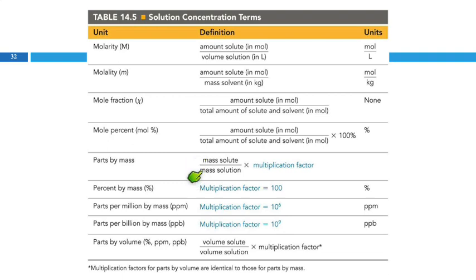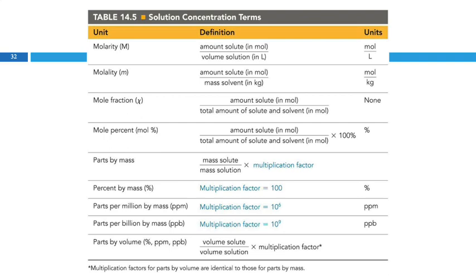It's the part divided by the whole times a factor. For percent, we're multiplying by 100. Parts per million, we're multiplying by 1,000,000. Parts per billion, multiplied by 1 billion. You can also have parts by volume, where you have volume of solute in solution. You can also have mass to volume, just to mix it all up.